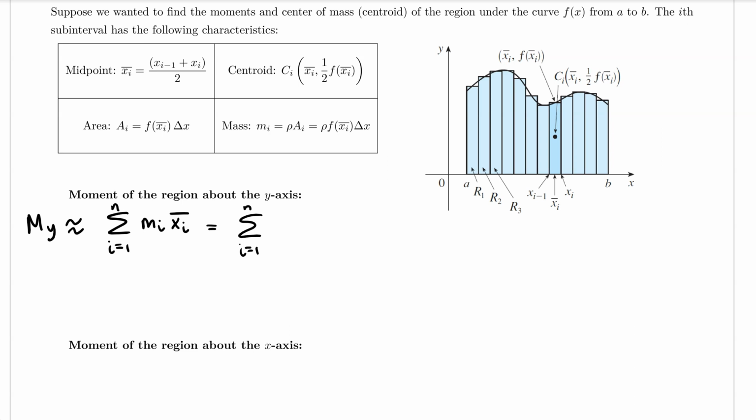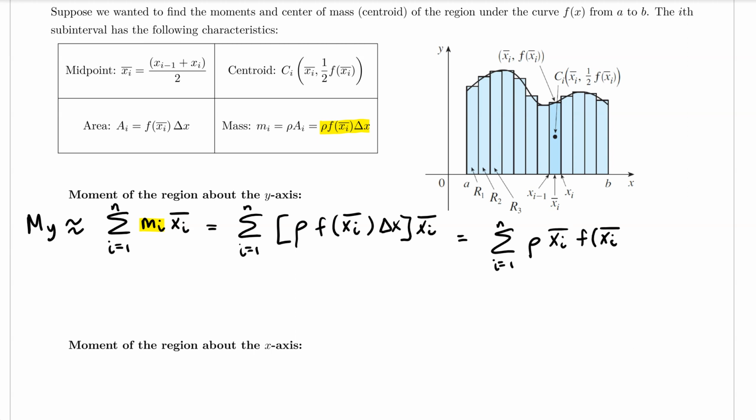I'm going to go ahead and replace m sub i with this expression here, since we saw that that was equal earlier. So I have rho, that's rho, times f of x sub i bar times delta x, and then I'll just keep x sub i bar there. And this is equal to the summation from i equals 1 to n of rho times x sub i bar times f of x sub i bar times delta x.